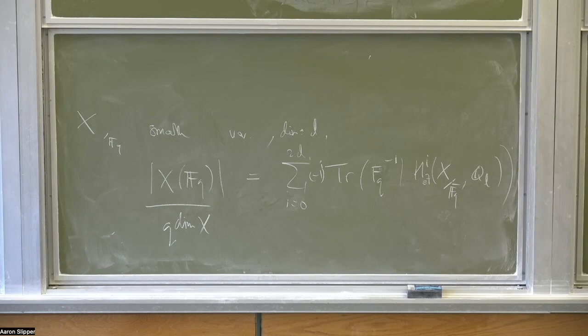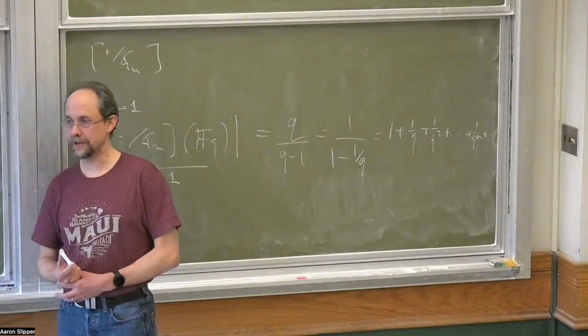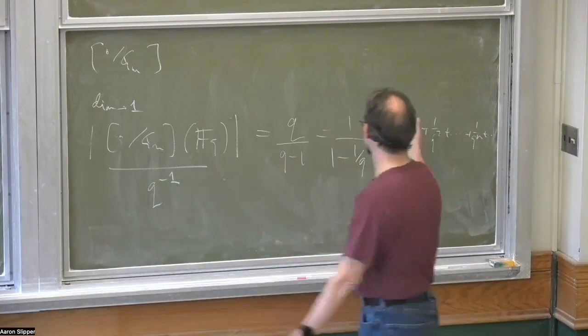And so we should get a class in every even degree. And we know how FQ acts on those classes. It acts by q to the i in degree 2i. And so FQ inverse will act by q to the minus i. So in fact, it looks perfect.